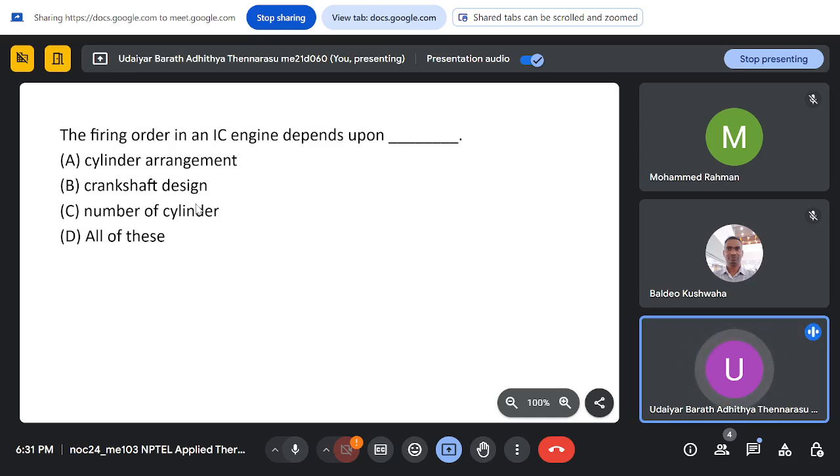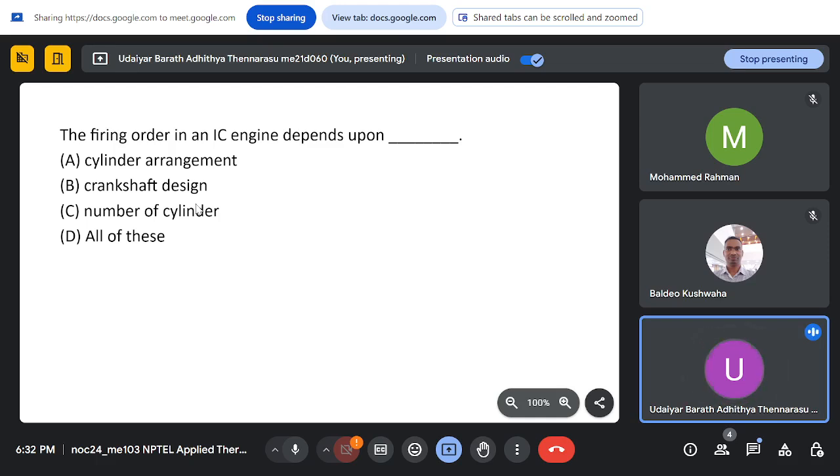The firing order in an IC engine depends upon dash: A, cylinder arrangement, B, crankshaft design, C, number of cylinders, and D, all of these. So firing order, in this case, is because you have multiple cylinders in your engine. You would have heard the term V6 engine, and that is basically how the cylinders of engines are assembled. So 6 in V6 shows that it has 6 cylinders arranged in a V shape.